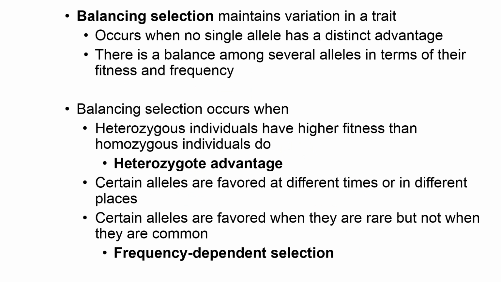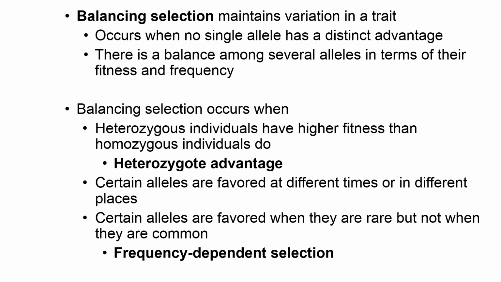Balancing selection. Balancing selection maintains alleles within a population. There's no single allele that has an advantage. So you have variation. For example, balancing selection can occur when heterozygous individuals have a higher fitness than homozygous individuals do.